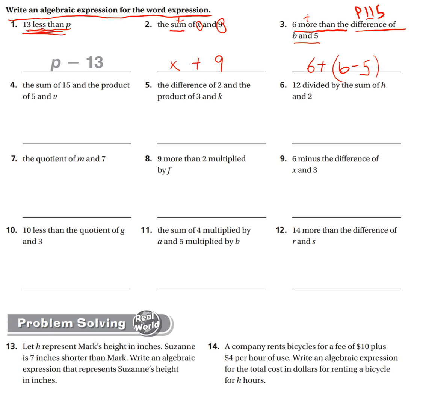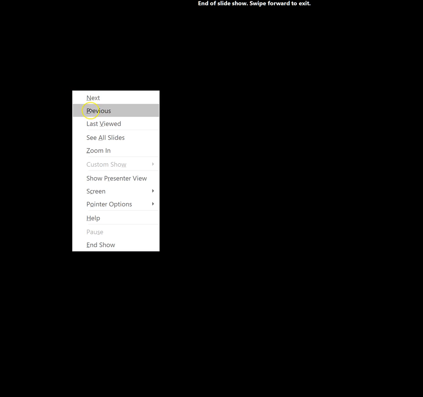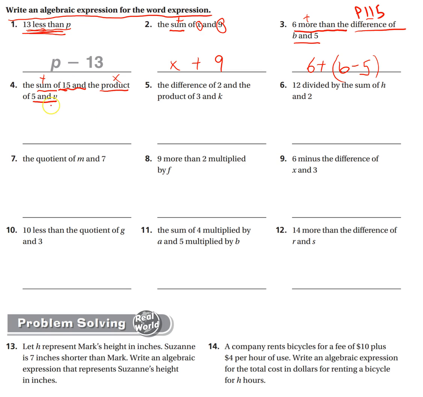Okay, now I'm going to kind of jump around a little bit here because these are all done in similar fashion. Let's go ahead and do 4 and 7, and then I'll jump over to 11 or something like that. Okay, number 4, the sum, that means I'm going to be adding, of 15, and the product, so that means I'm going to be multiplying, of 5 and v. So I'm going to be adding 15 to the product of 5 and v. So 5 times v, and then I'm going to be adding 15 to that, plus 15.